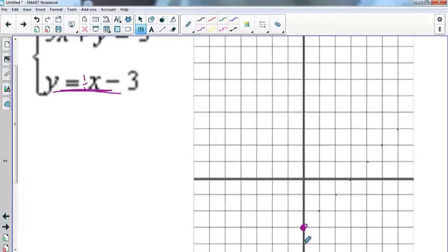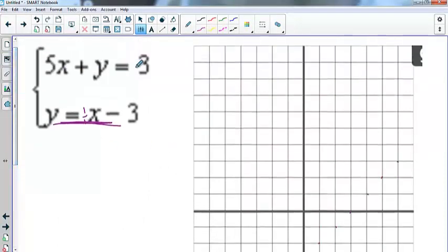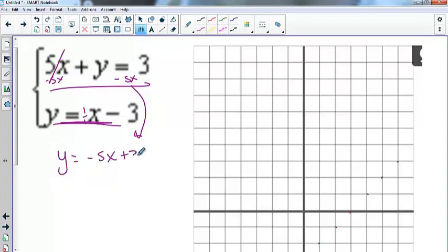So what am I going to do with that 1 over 1? Up 1, run 1, right? All the way through. I could have also gone the opposite, which would have been down 1, left 1, right? All right, so I want to get this one in slope-intercept form. How do I do it? Subtract 5x from both sides. Whenever I do this, I'm going to bring my answer down here. I have y equals negative 5x plus 3.